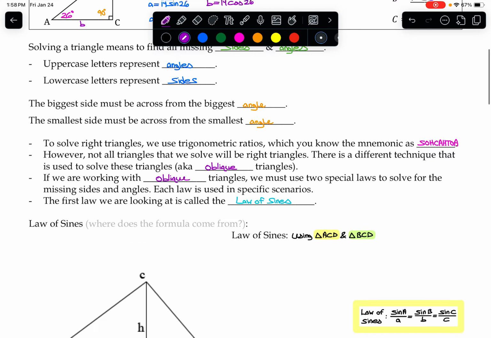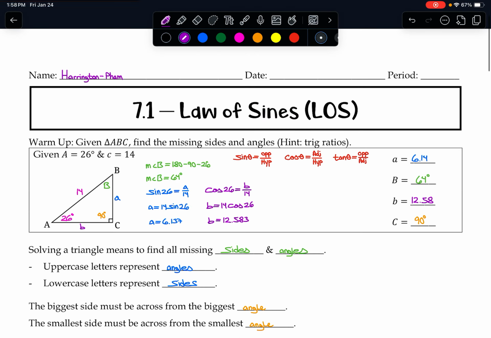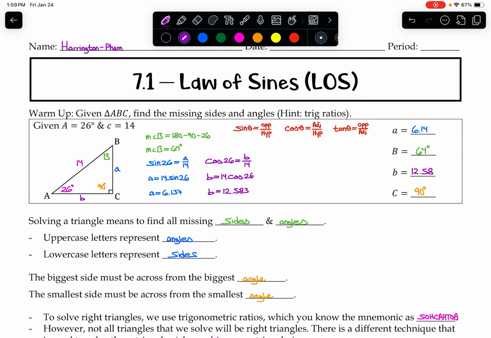Hi everyone. All right, so for this lesson, we're really going to focus on learning a new way to solve these different triangles. Your warm-up is just a recap of basic trig that you learned previously, so I'm going to skip over that, but I would definitely recommend you take a few minutes and go through this problem if you need to. But we're just going to dive right in.